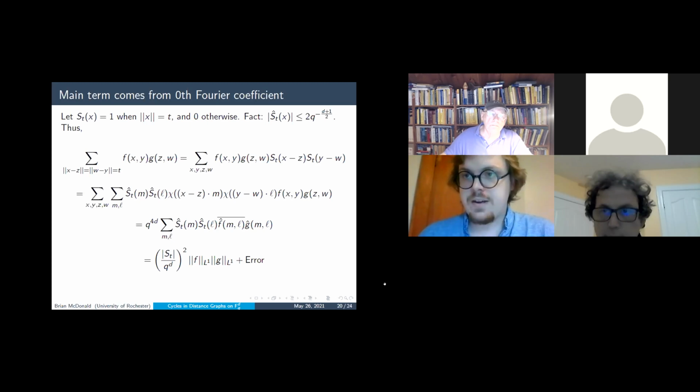This is a sphere in a d-dimensional space. So it's a d-1 dimensional object. So it's roughly this size. So this is where we get our main term from. And I'm not going to go through the estimates of the error term, but they're in the paper.